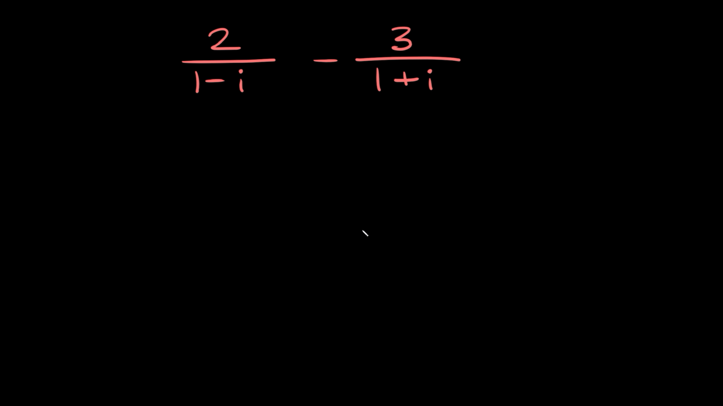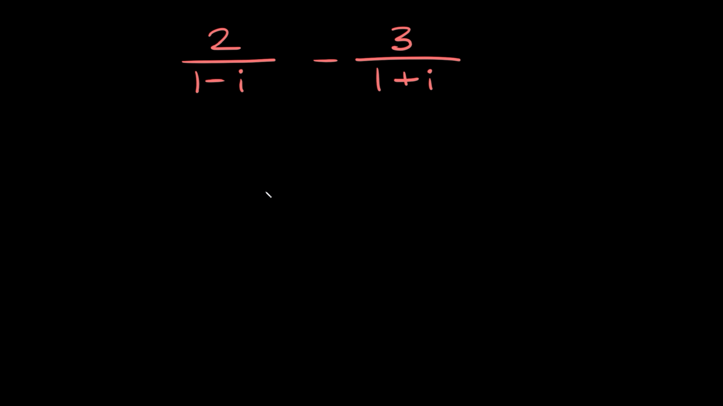So in this video, I'm going to teach you how to add and subtract complex fractions and write your answer in standard form. All right, so here we have 2 over 1 minus i, minus 3 over 1 plus i. In order to add and subtract complex fractions, you need to multiply each fraction by its complex conjugate.